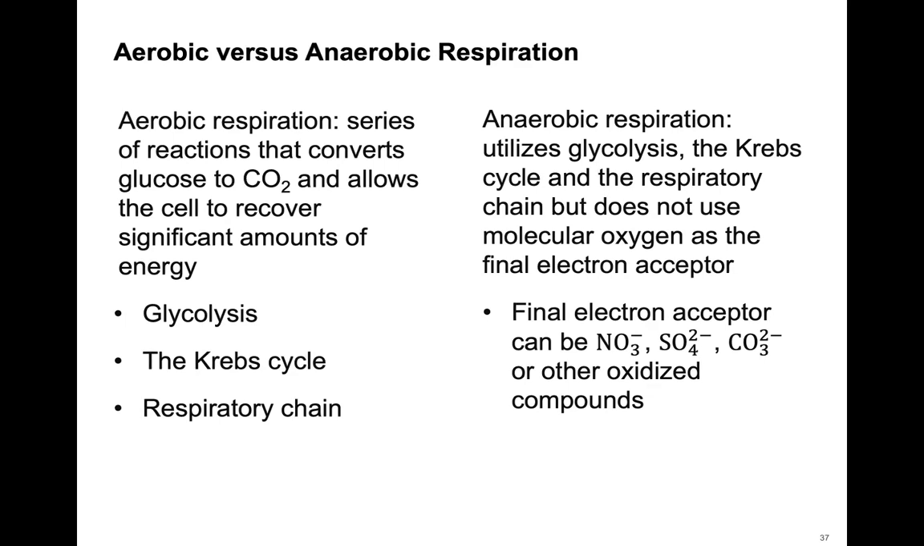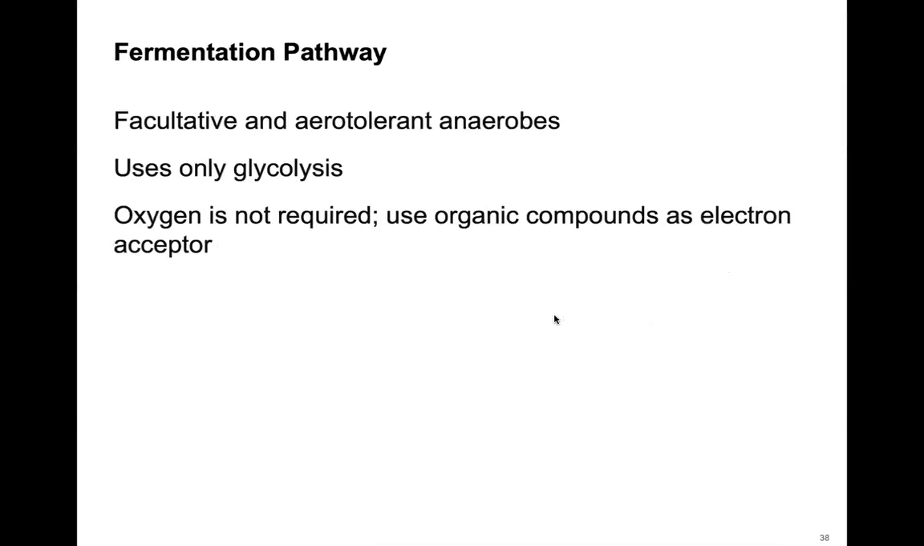We're not really going to dive too much into this comparison here. We're really going to focus on aerobic respiration and also fermentation. Now, fermentation is a form of anaerobic respiration, and it's what we consider facultative and aerotolerant anaerobes as microbes. Fermentation will only use glycolysis, and oxygen is not required for this pathway. Instead, it's actually going to use an organic compound, such as an acid or an alcohol, as the final electron acceptor.